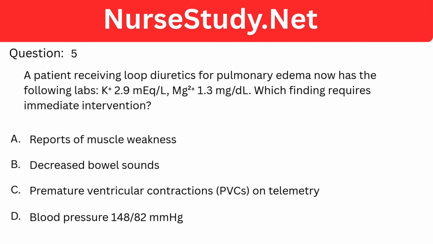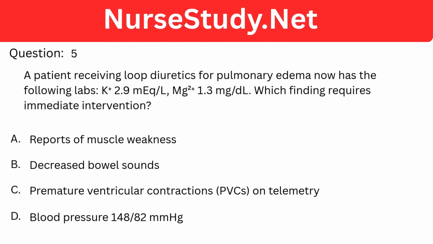Question 5. A patient receiving loop diuretics for pulmonary edema now has the following labs: potassium 2.9 milliequivalents per liter, magnesium 1.3 milligrams per deciliter. Which finding requires immediate intervention?